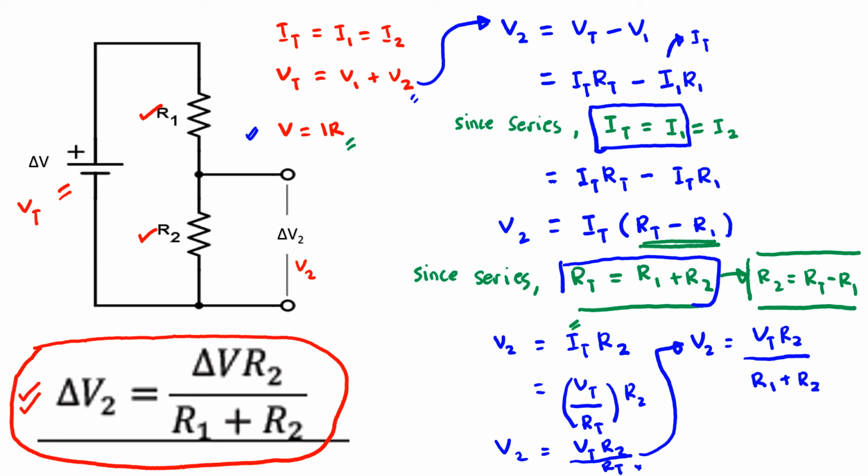Rewriting all of these to fit the equation that we are solving for, instead of V2, I will write delta V2, which means the same thing, is equal to the total voltage, delta V, multiplied by R2 divided by R1 plus R2. And we have just derived the voltage divider equation.